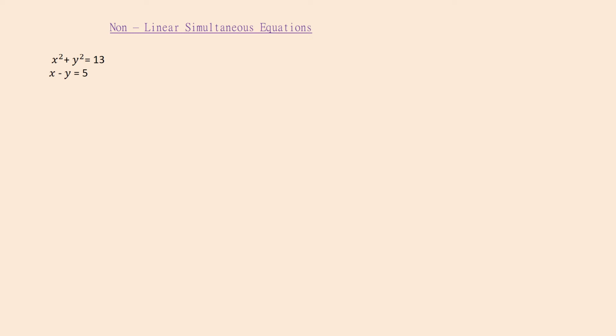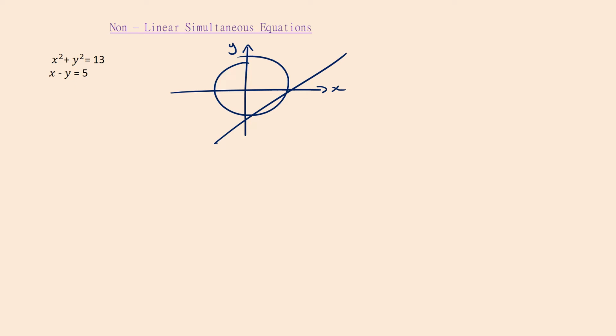Welcome to a video on nonlinear simultaneous equations, a higher GCSE topic. Now it's worth noting that with the two equations given, the top one is the nonlinear one. You may even recognise it as the equation of a circle. And the one underneath it is the linear equation, and that one there is a straight line.